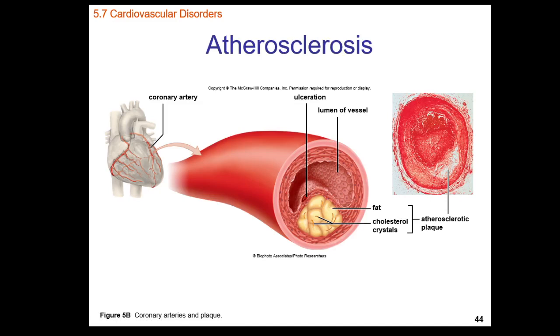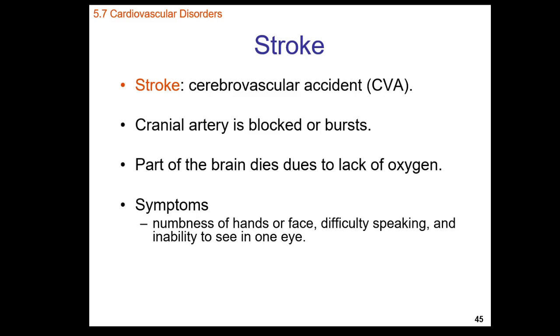Remember, depending on where that plaque happens will affect the blood flow to a particular area, and then that causes different diseases as well. So stroke is when a cranial artery is blocked, or potentially when it bursts. Part of the brain actually dies due to lack of oxygen, and some of the symptoms are a numbness of hands or face, difficulty speaking, inability to see.